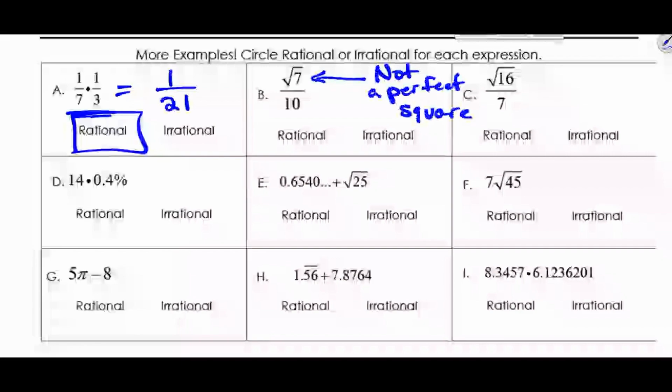It's the square root of 45. That's not a perfect square. I can immediately rule that out. Doesn't matter if I times it by 7. I'm going to mark that as irrational right away. Doesn't matter if I multiply times 5 and then subtract 8. It's still irrational. This one is a repeating decimal.